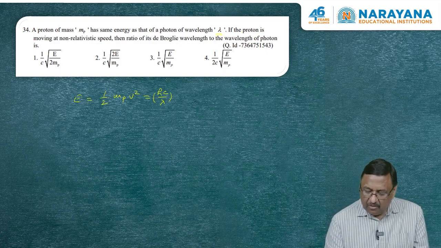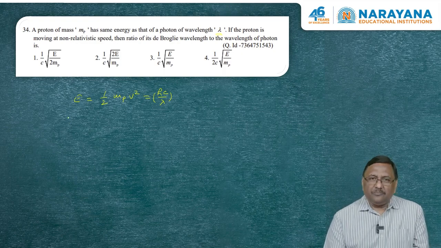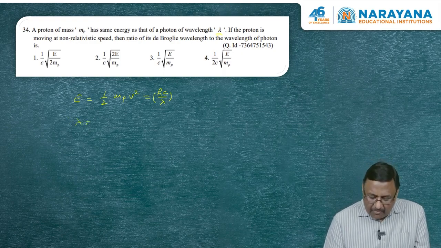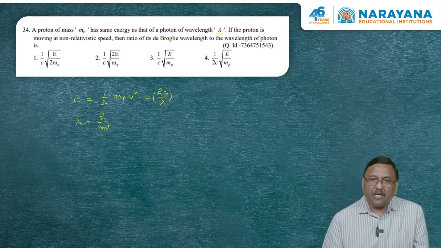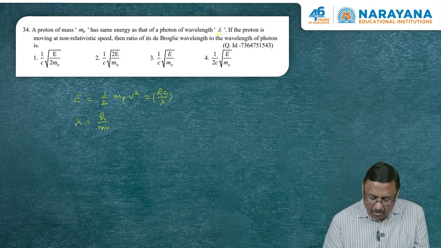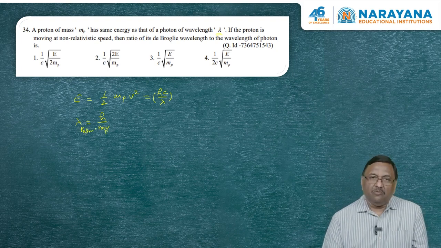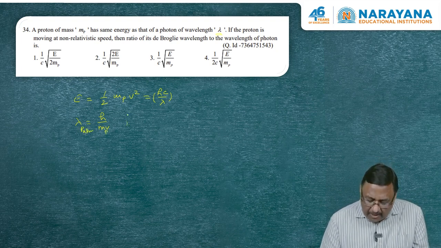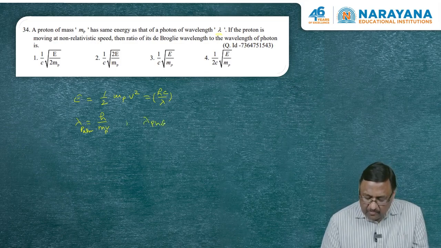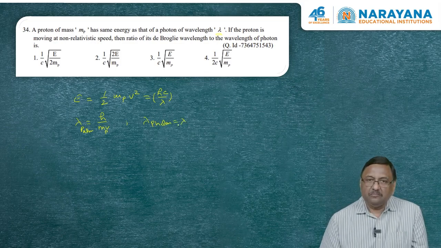So right now, you know very well, de Broglie wavelength lambda is given by h divided by momentum, that is mv. I am talking about lambda of the proton. Suppose I write proton here, I will write the mass of the proton into velocity. Lambda of the photon is already given to us, and we are writing it as lambda, no issue.